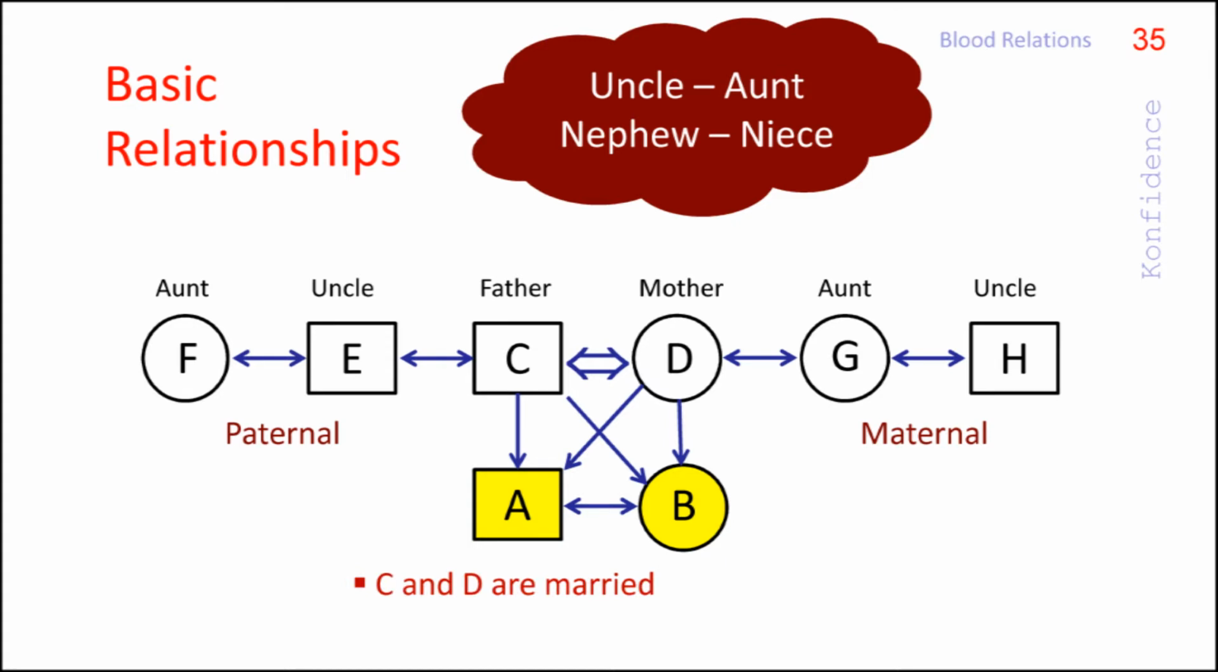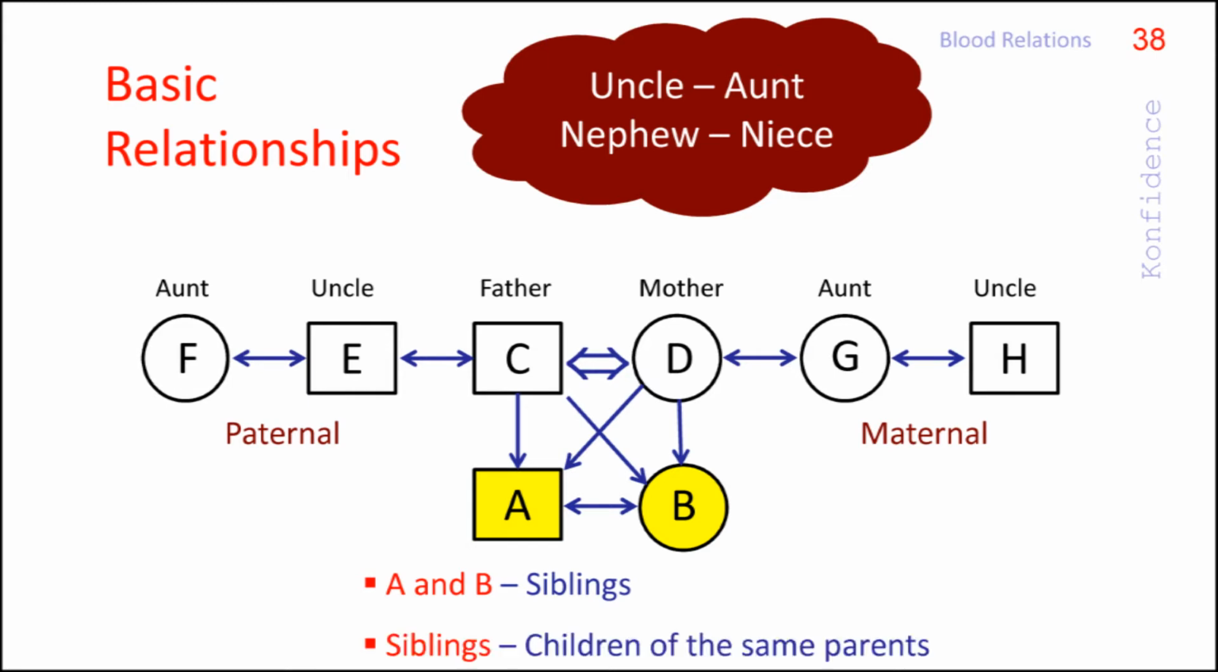C and D are married to each other. A is their son and B their daughter. Take note of the arrows from C and D downwards to A and B, indicating the parent-child relation. A and B are siblings. That is indicated by the line between A and B with arrows on both sides. Siblings means children of the same parent. They could be brothers or sisters or brother and sister. In this case, it is brother and sister.